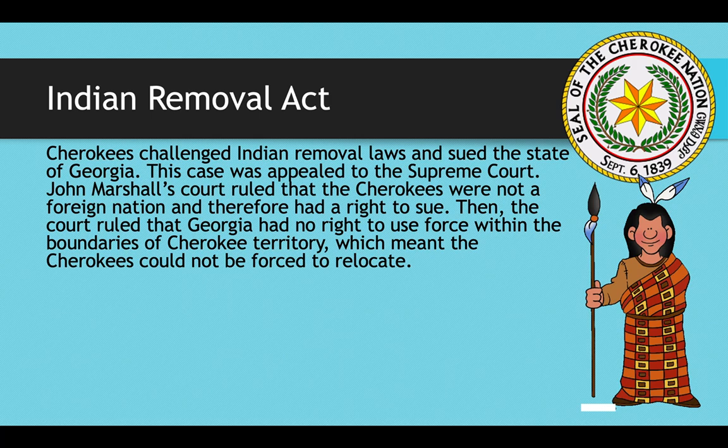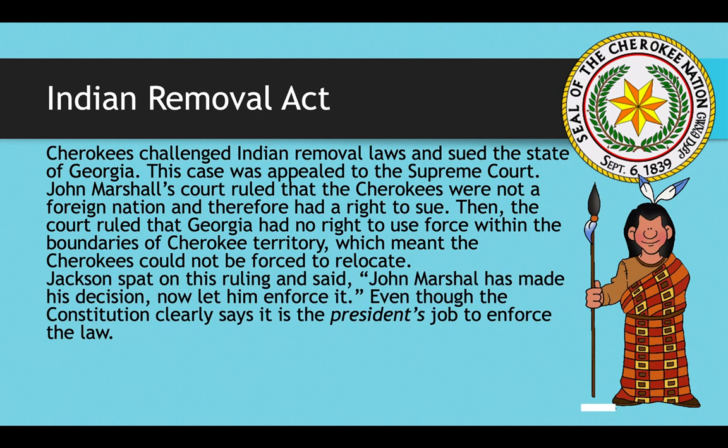So John Marshall's court sided with the Cherokees. They ruled that the Cherokees were not a foreign nation, and therefore they had the right to sue. And then the Supreme Court ruled that Georgia had no right to use force within the boundaries of Cherokee territory. And this meant that the Cherokees could not be forced to relocate. Andrew Jackson was very upset with this ruling, and he basically said, I am not going to enforce it.